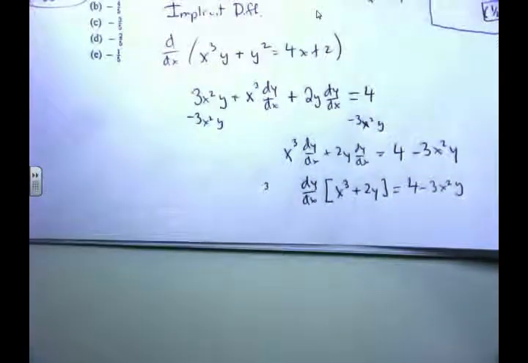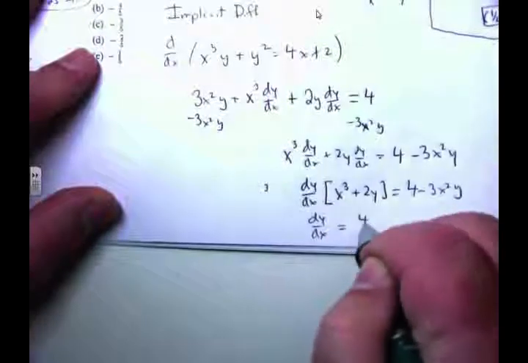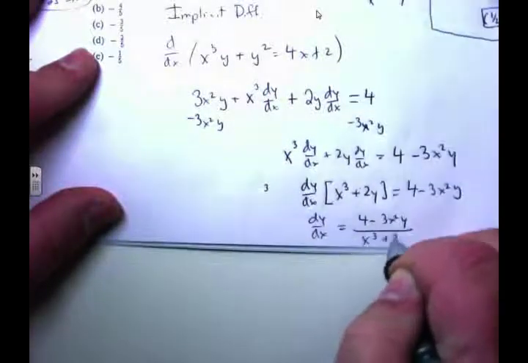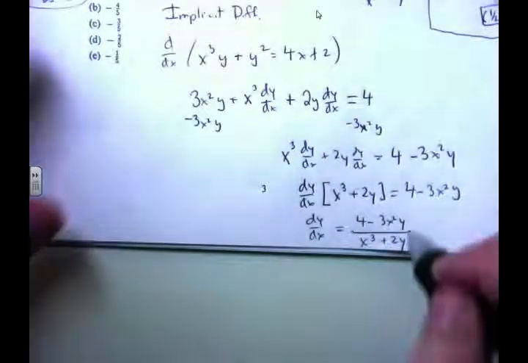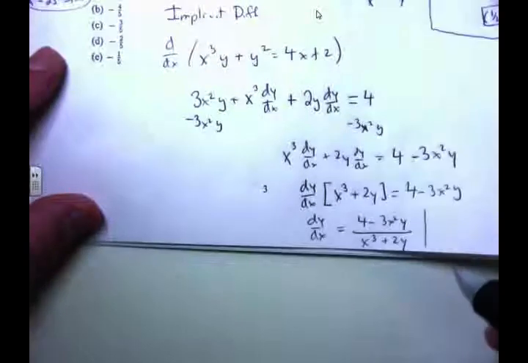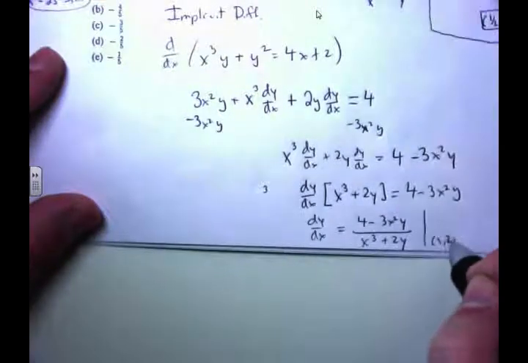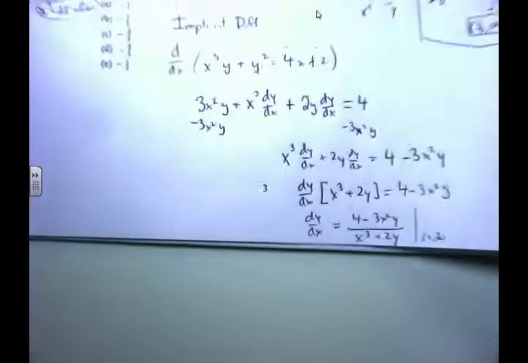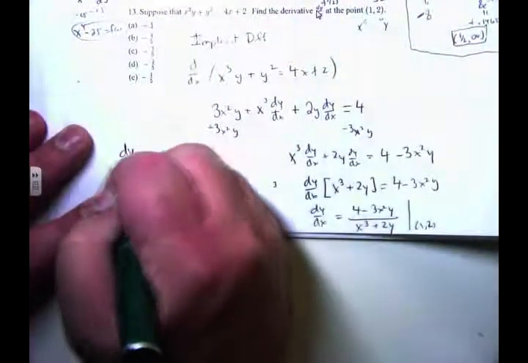Now I'm going to divide. This would give me dy over dx equal to 4 minus 3x squared y, divided by x cubed plus 2y. There's my answer, but I'm supposed to evaluate this answer at the point (1, 2). X is 1, y is 2. So now I'm going to come over here and do that.